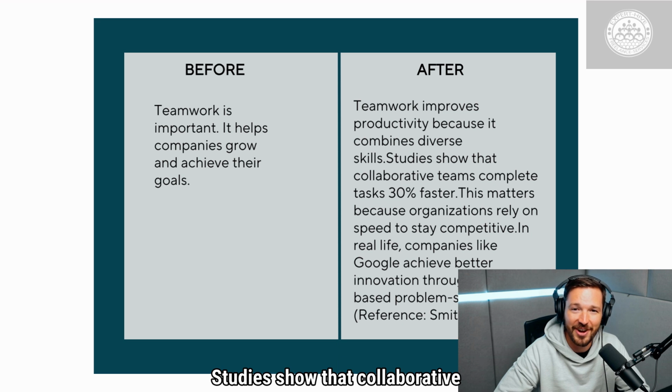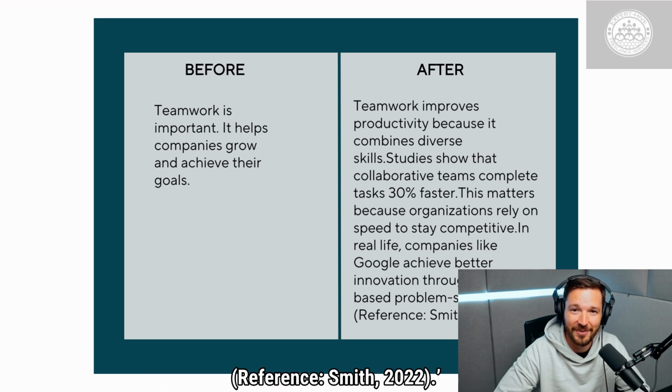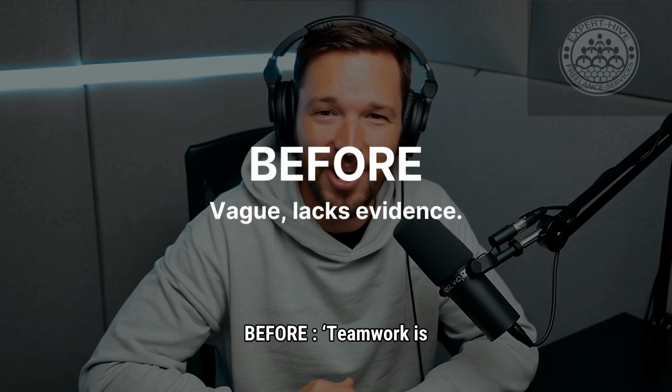Studies show that collaborative teams complete tasks 30% faster. This matters because organizations rely on speed to stay competitive. In real life, companies like Google achieve better innovation through team-based problem solving. Reference: Smith, 2022.